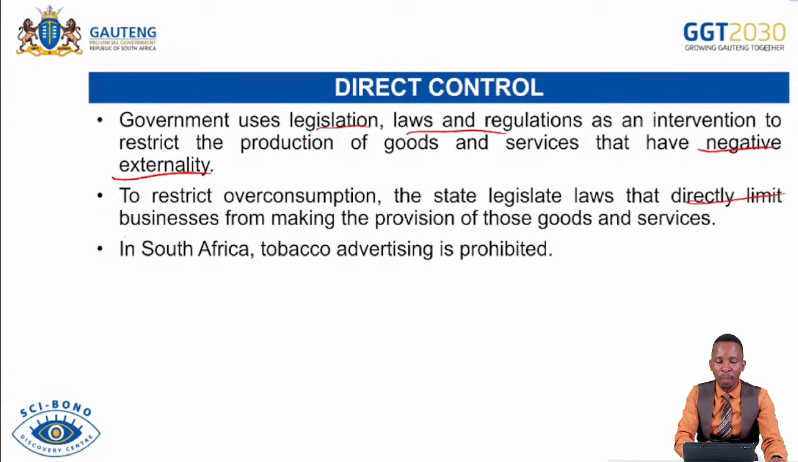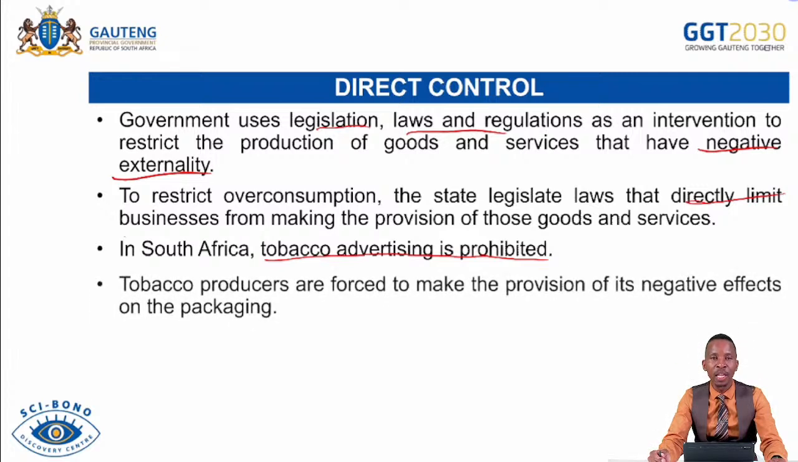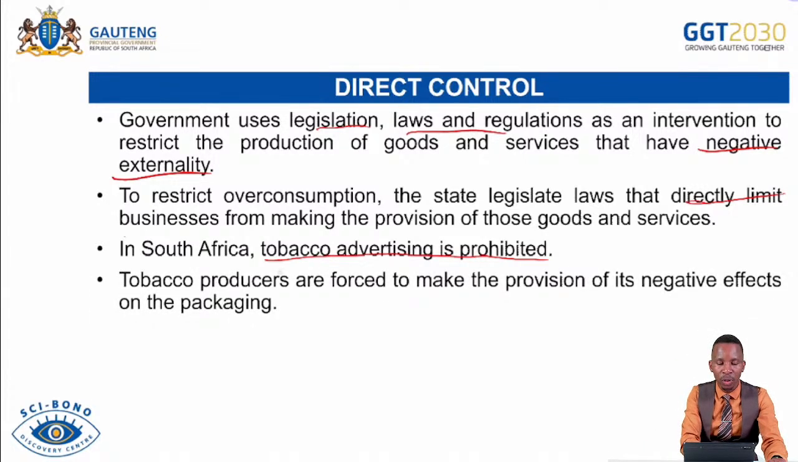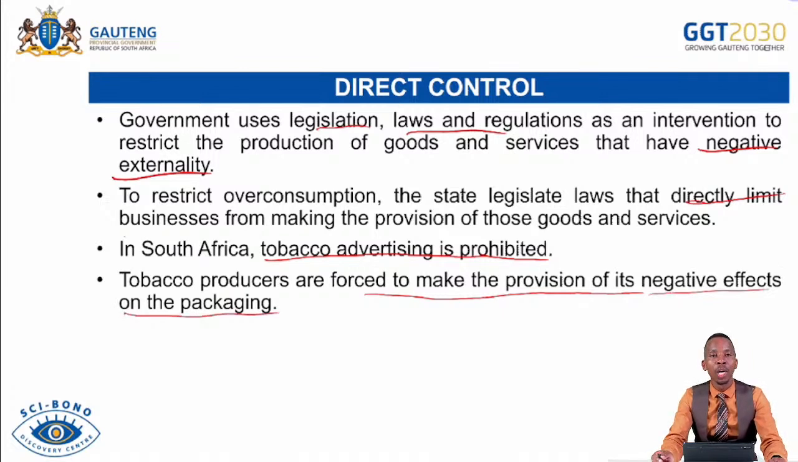In South Africa, tobacco advertising is prohibited, meaning businesses that are producing tobacco are not allowed to advertise tobacco. That's a part of the rules and regulations that have been legislated by the government to prevent what? The overconsumption of tobacco. Tobacco producers are forced to provide the negative effects on the packaging of the product. So if you read through the packaging of tobacco, the negative effects are provided, and that information is made available through the direct control by the government to force businesses to provide information that is relevant in order for consumers not to overconsume the product.